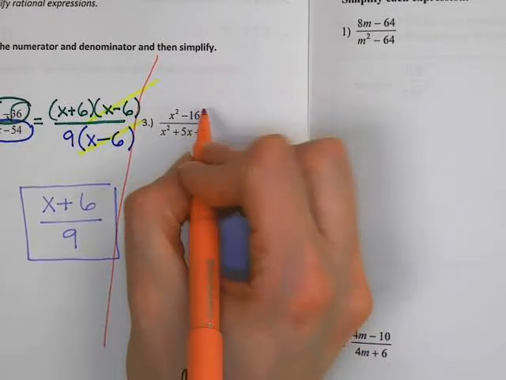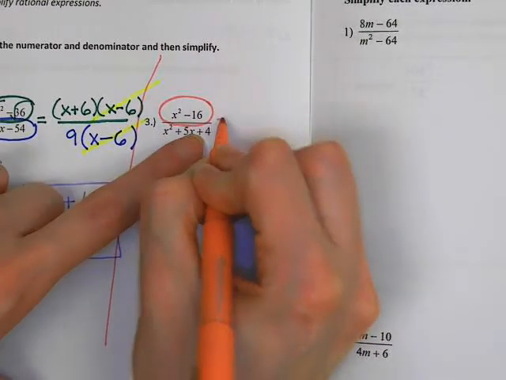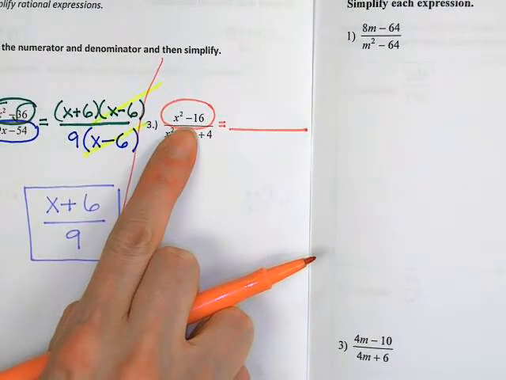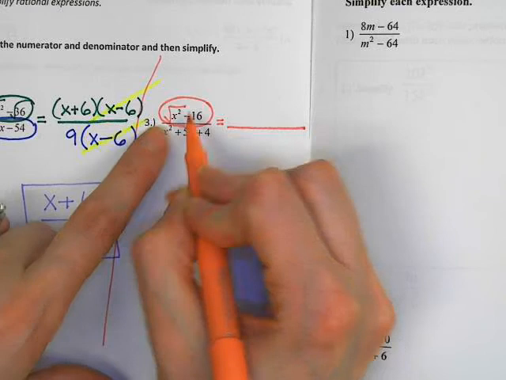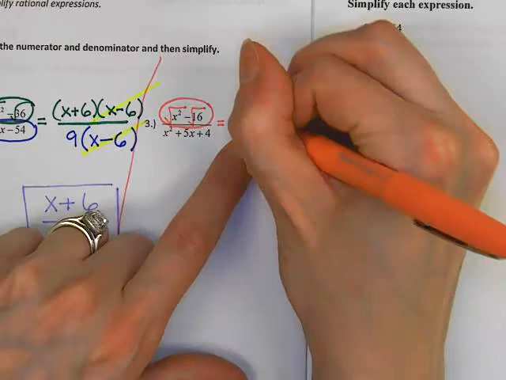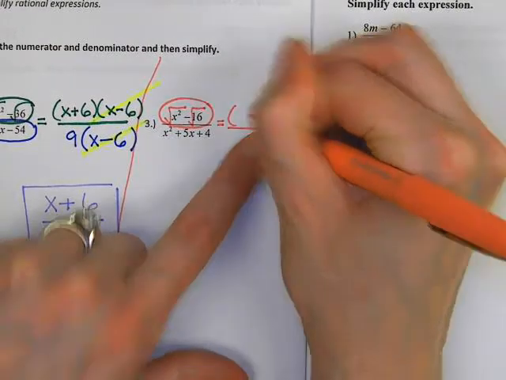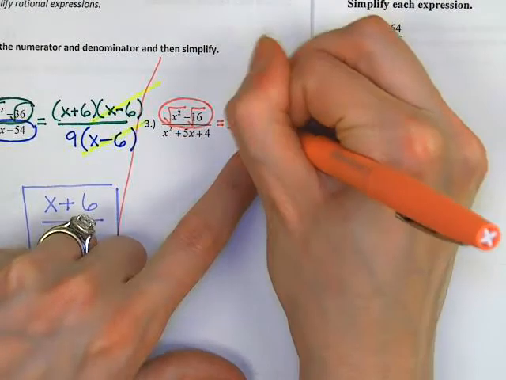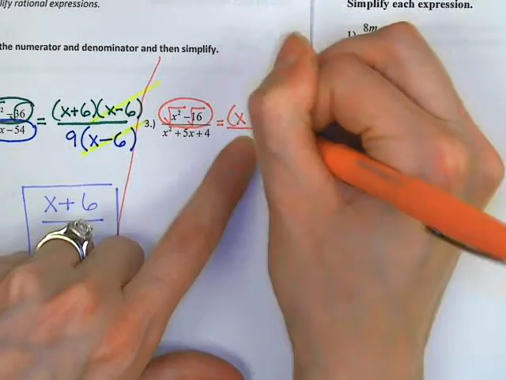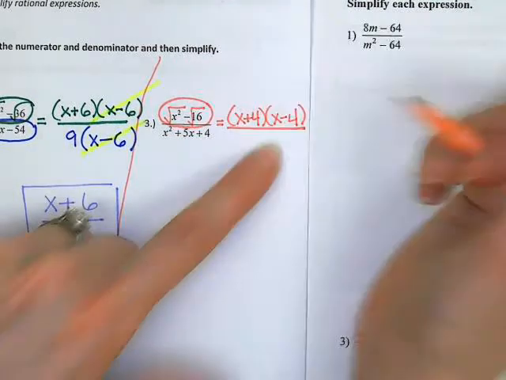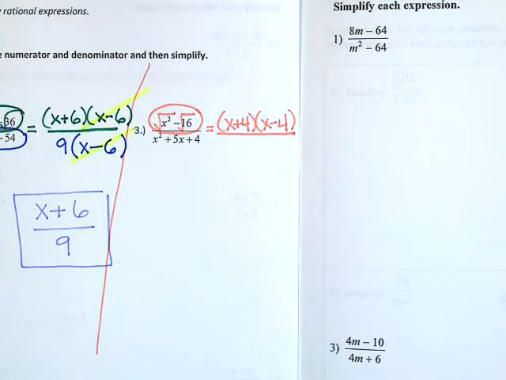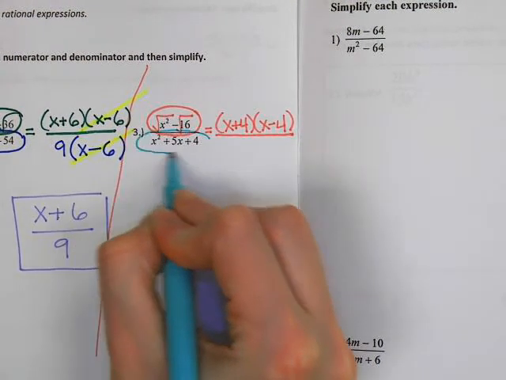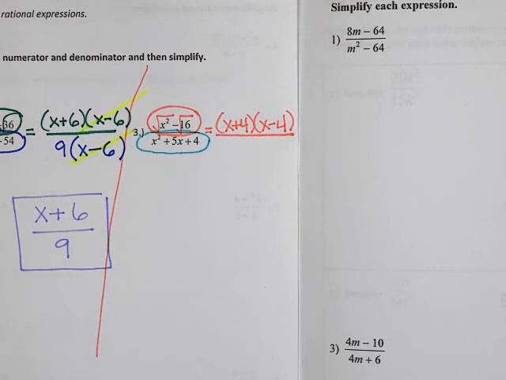So number 3 on the top, what do you guys think? I would say difference of squares, because you can square root them both. So difference of squares is easy. That's the x and the x. And then the square root of 16 is a 4 and a 4. And then one's plus and one's minus. Okay, that one's done. But unfortunately, the denominator is a trinomial, which is the long MA table.